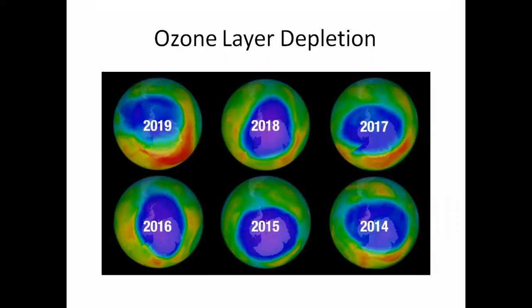First we will study ozone layer depletion today. This is a GIS model I got from Google, showing how the ozone was in 2014 and how it is in 2019. Only 4 years are given here, but if you go back 30, 40 years, it was completely good.